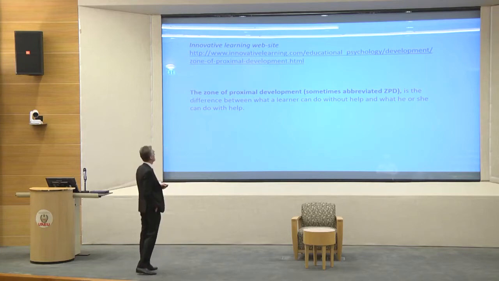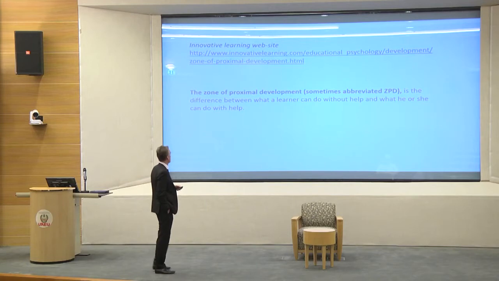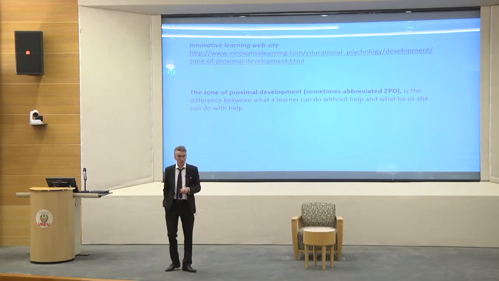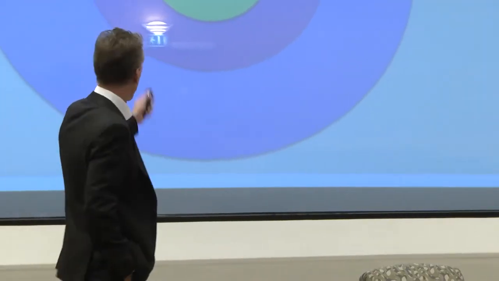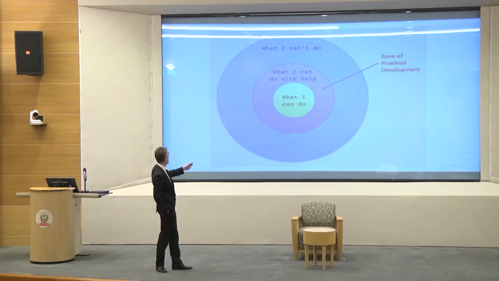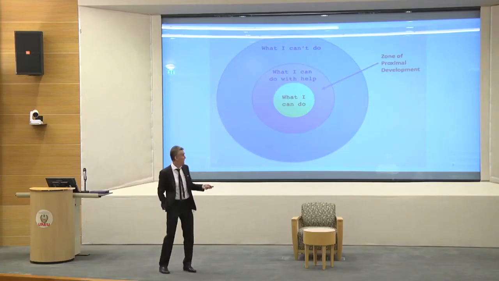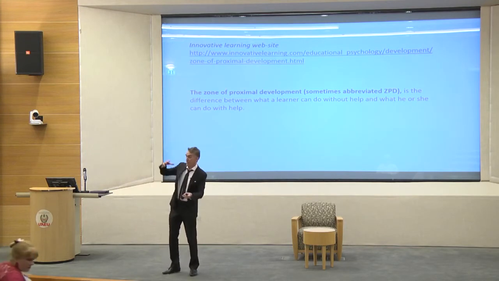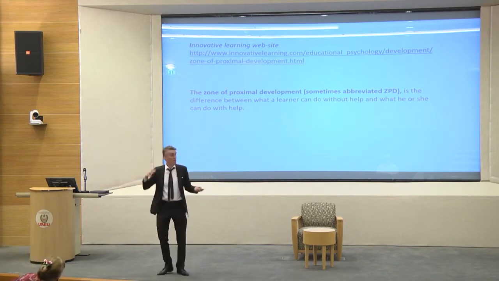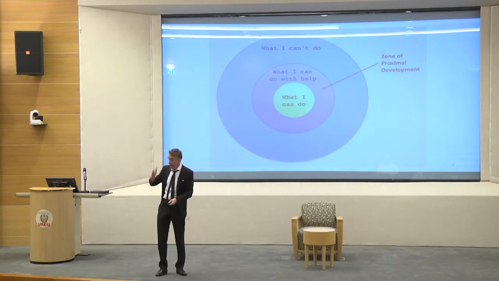Zone of proximal development, or ZPD, is the difference between what a learner can do without help and what he or she can do with help. Sometimes they just say, what I can do with help is ZPD. You see, here is the distance between what I can do without help and what I can do with help. This is just simply what I can do with help. With your help, I can destroy everything. This is ZPD? No, not at all.